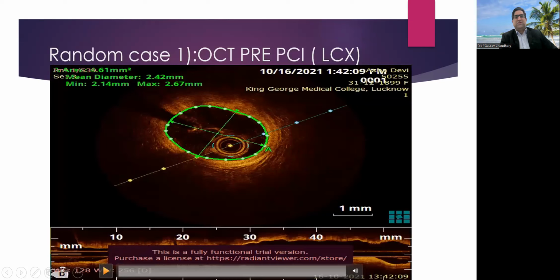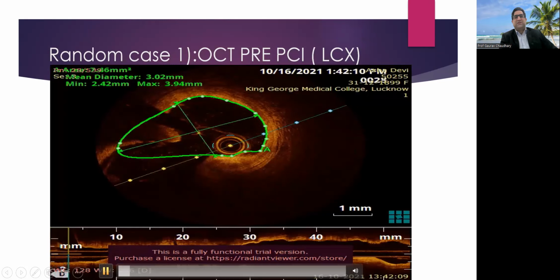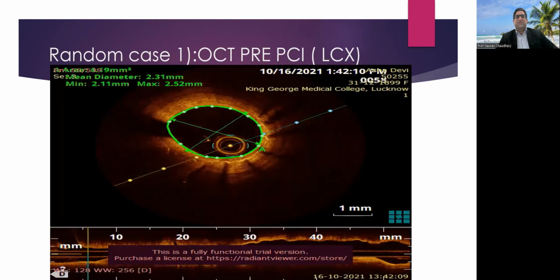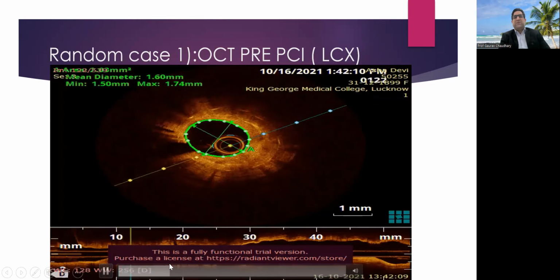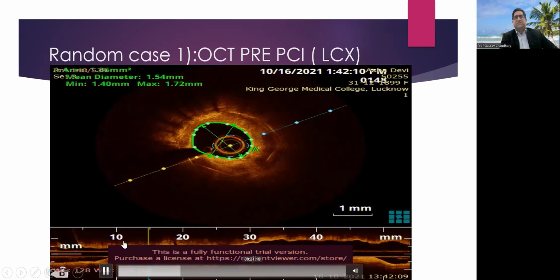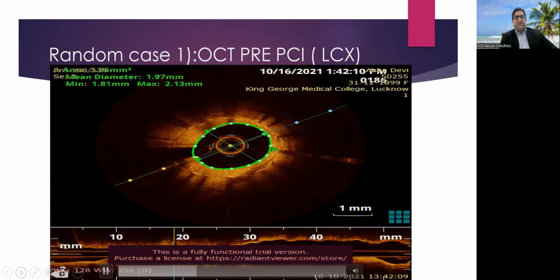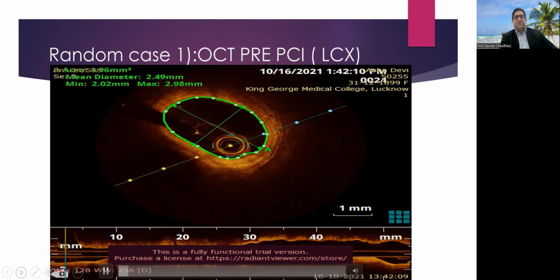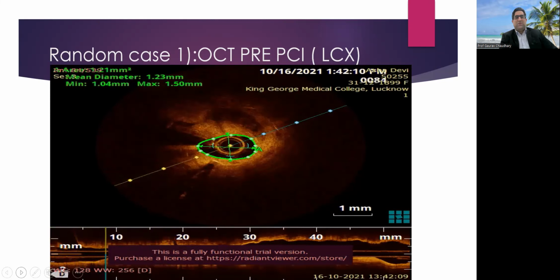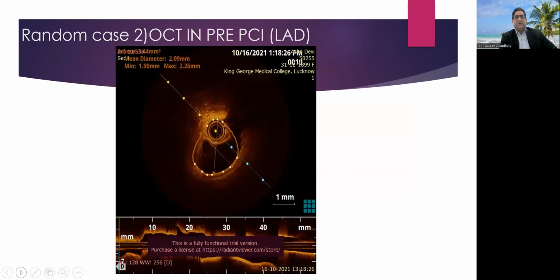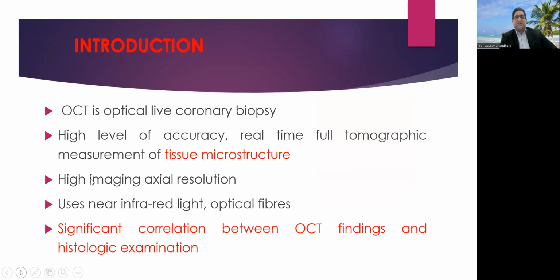Just to show a random image of what we acquire: a post-stented patient coming with in-stent stenosis. So this was how it was done. I'm not going into the detail, but just to give a brief introduction to how a live OCT looks. This is again a different case.